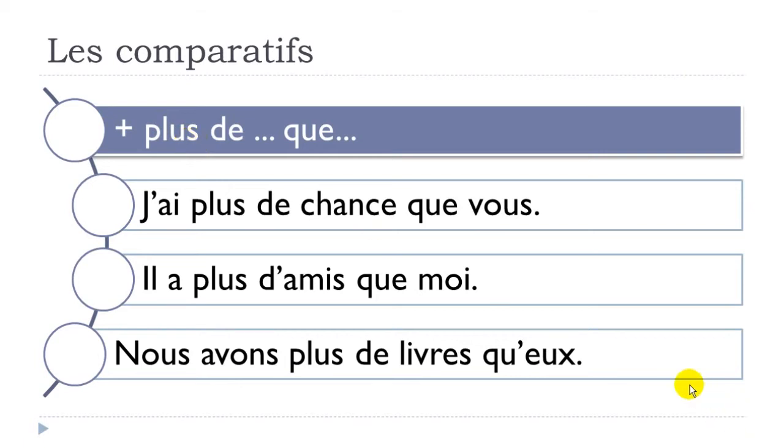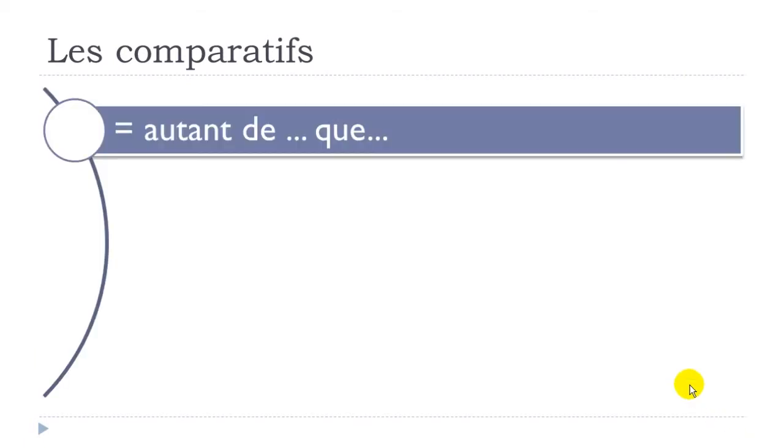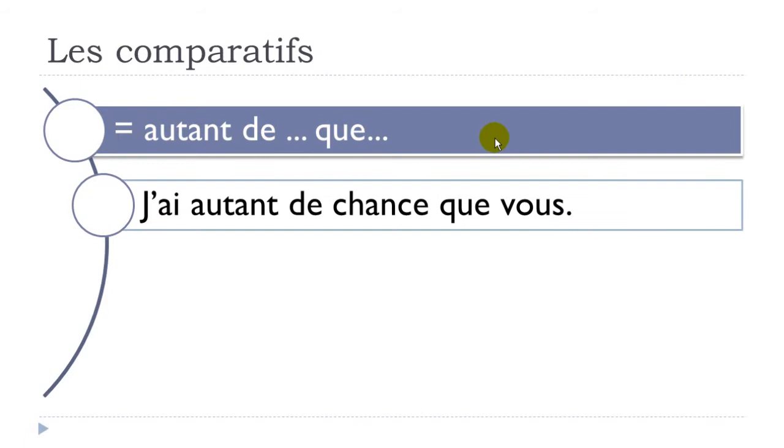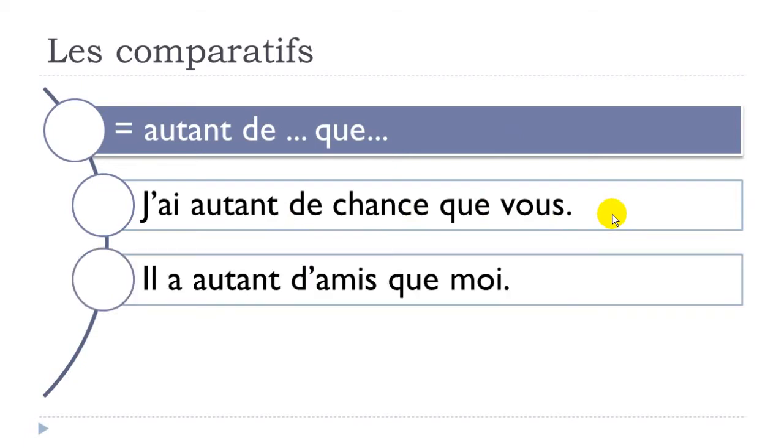Okay, so let's see now if you want to say as. Okay, so if you want to compare, so it would be autant de followed by the noun, then with this que, than, and you continue your structure, okay? J'ai autant de chance que vous. Okay, so I kept exactly the same sentences just to make it more clear. Okay, j'ai autant de chance que vous.